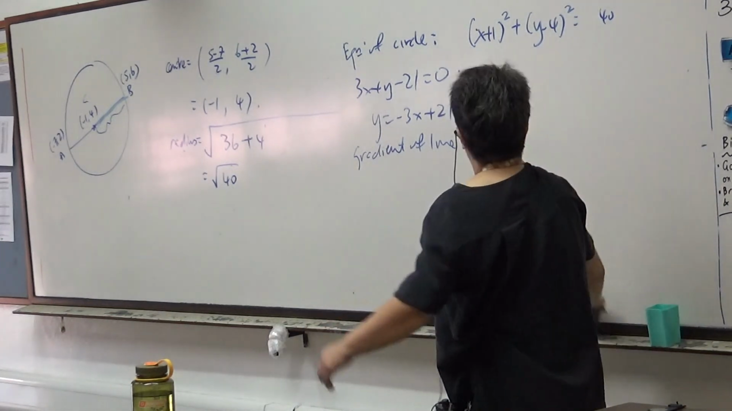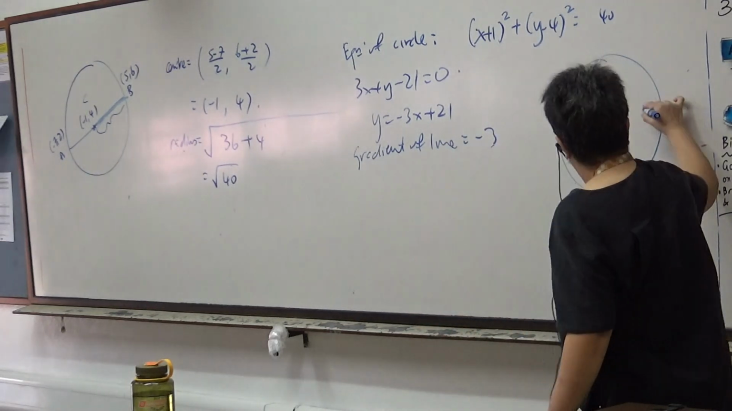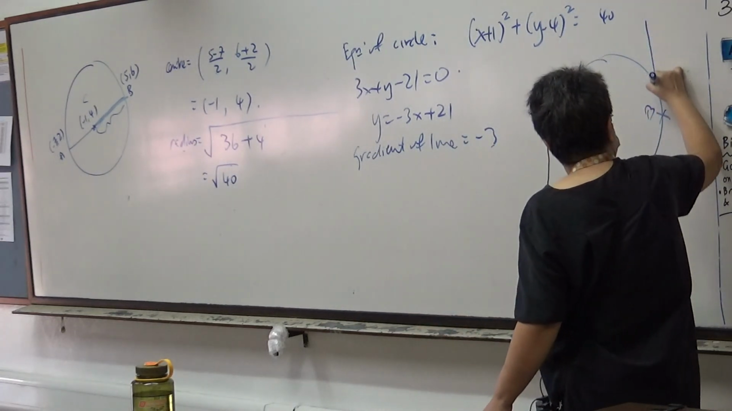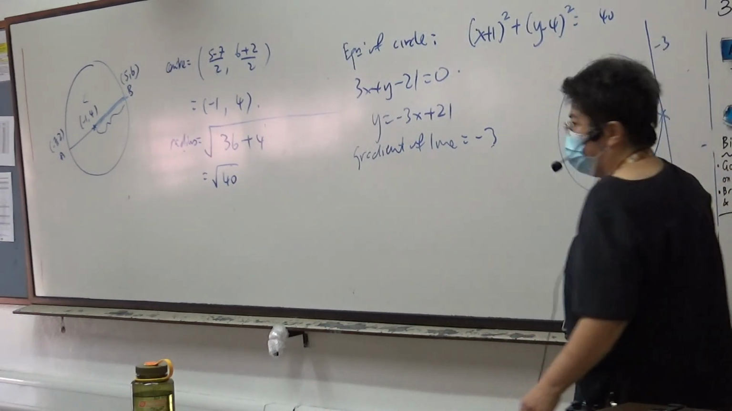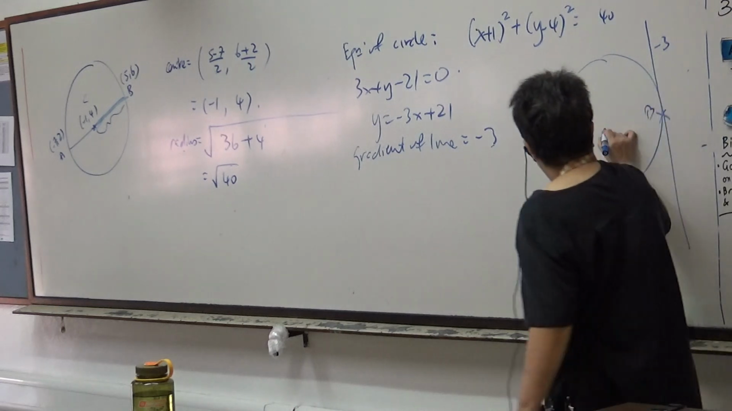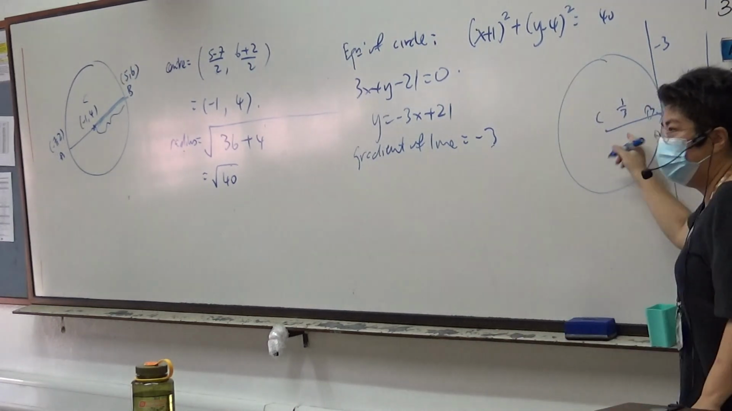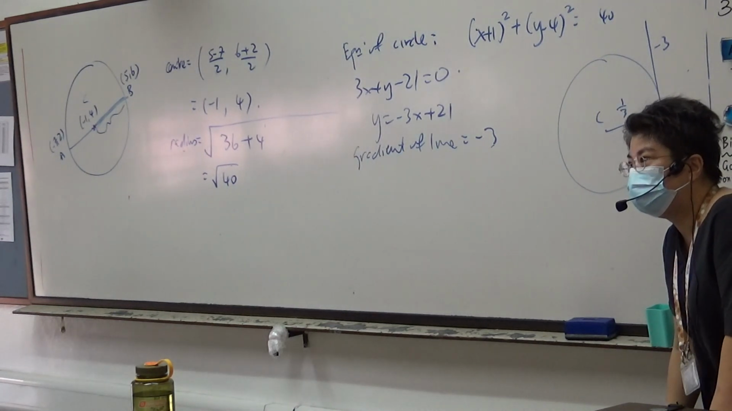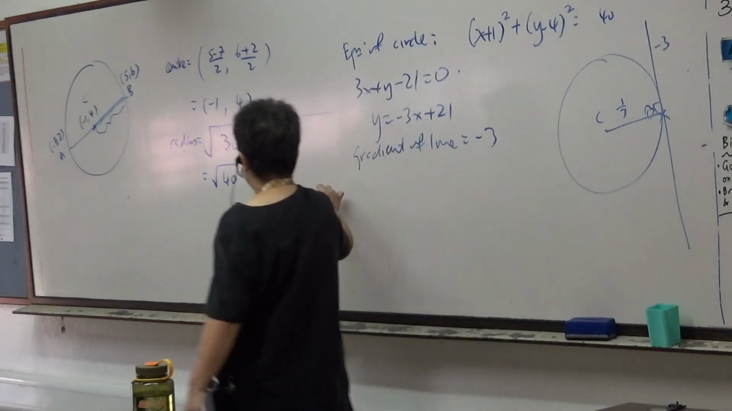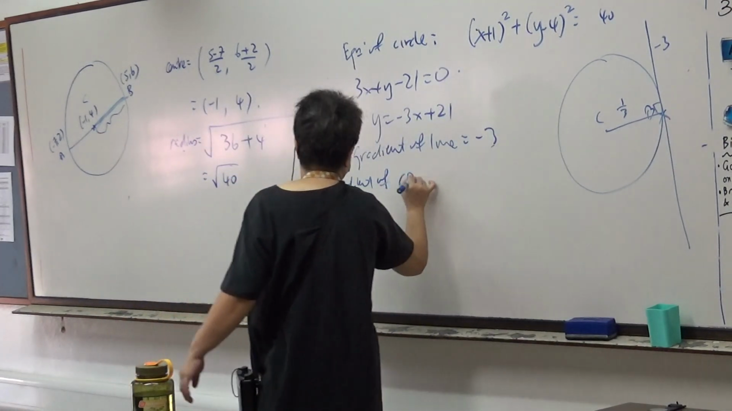Let me go again. I have this circle. This is at B. The gradient of this line that I'm talking about is negative 3. Now, if I can show that this one is 1/3, then it must be the tangent right here. Agree? Okay, so I will find the gradient of CB.